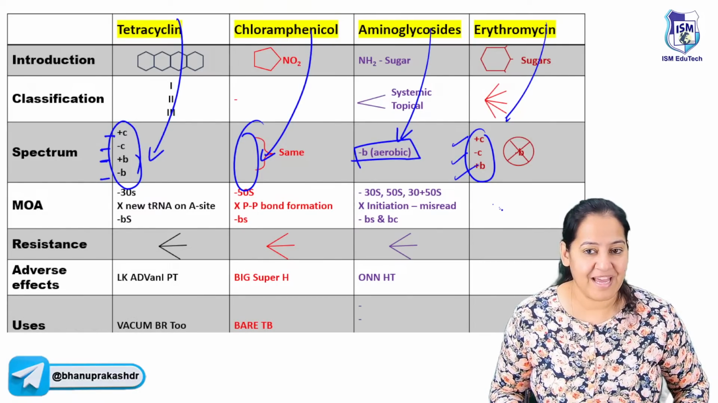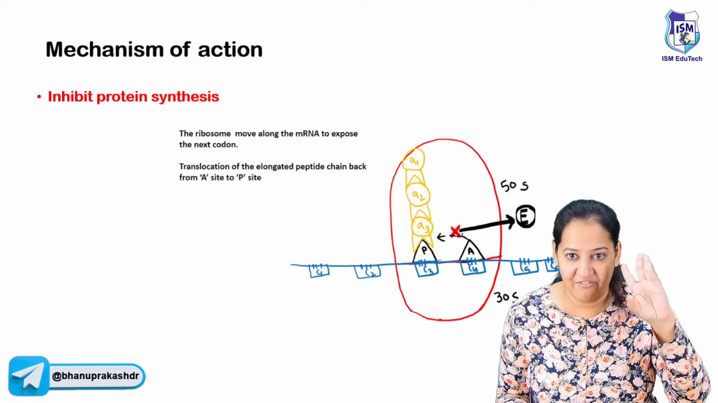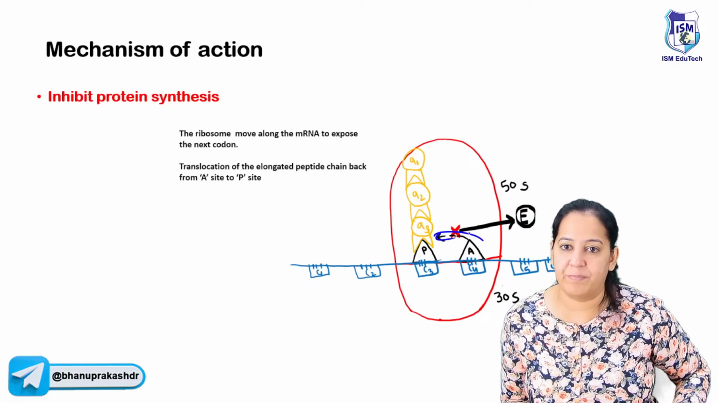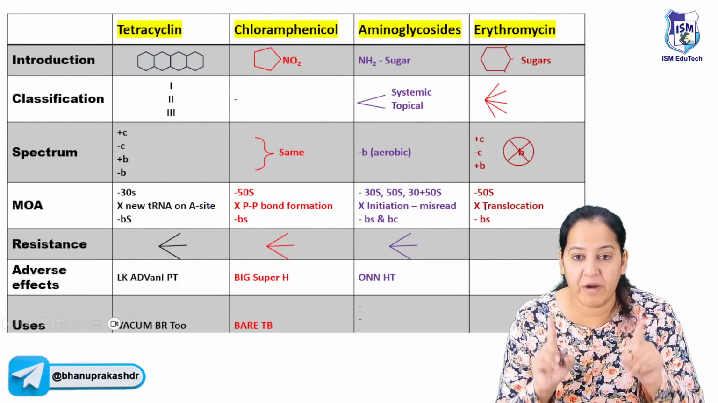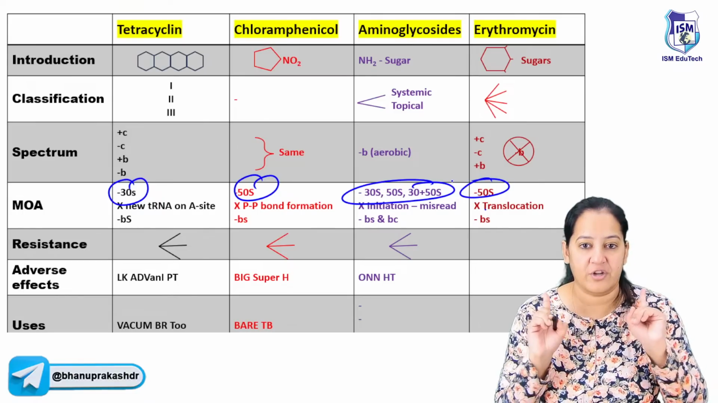What is the mechanism of action? It inhibits the last step, step number 4, translocation, in which the ribosome moves by 1 codon. So it is the A to P shift. It is inhibiting A to P. Now please open your eyes and learn which segment of the ribosome it is acting on. You get questions on that.